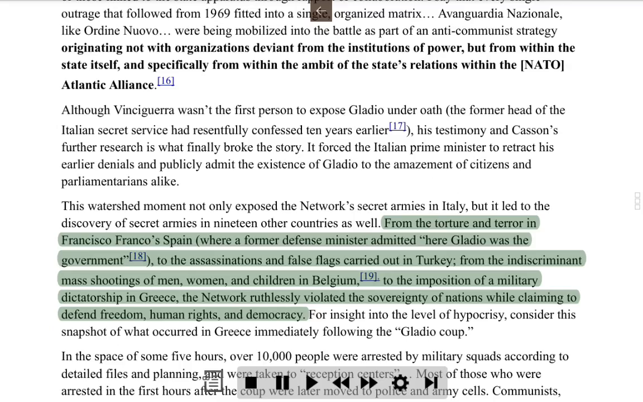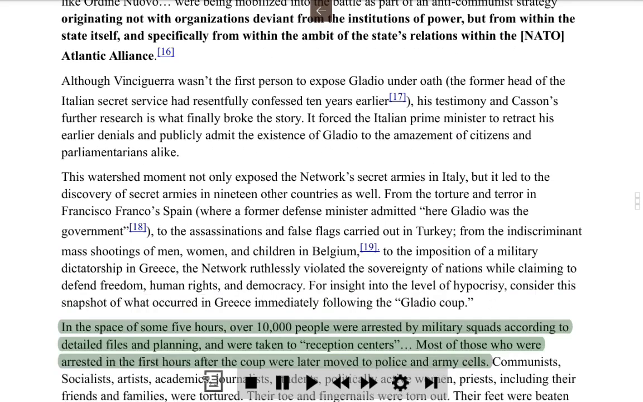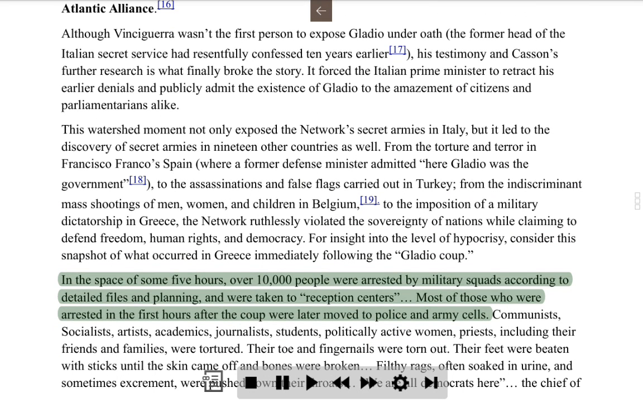The network ruthlessly violated the sovereignty of nations while claiming to defend freedom, human rights, and democracy. For insight into the level of hypocrisy, consider this snapshot of what occurred in Greece immediately following the Gladio coup. In the space of some 5 hours, over 10,000 people were arrested by military squads according to detailed files and planning, and were taken to reception centers.